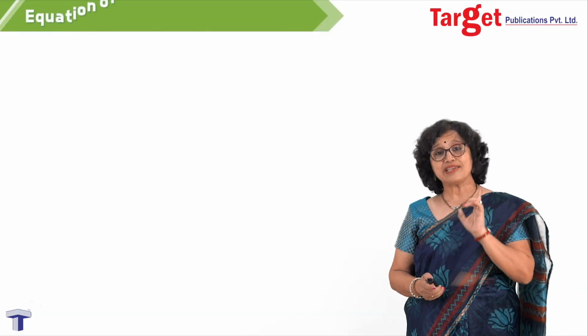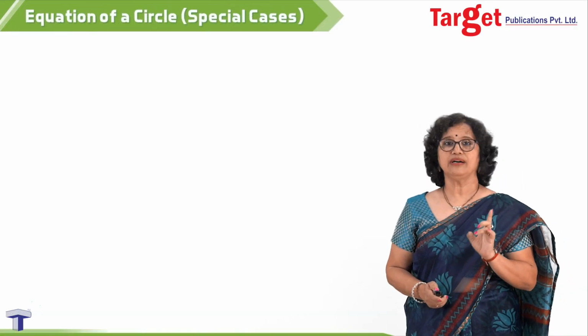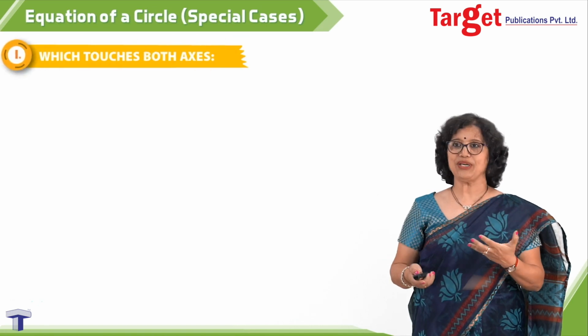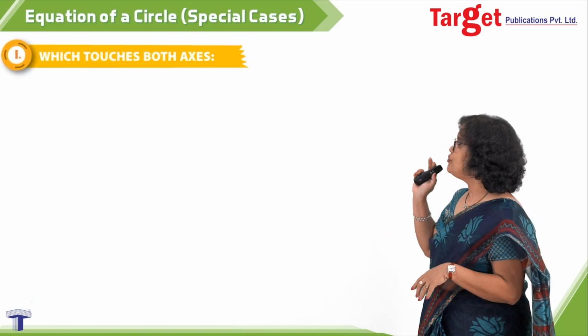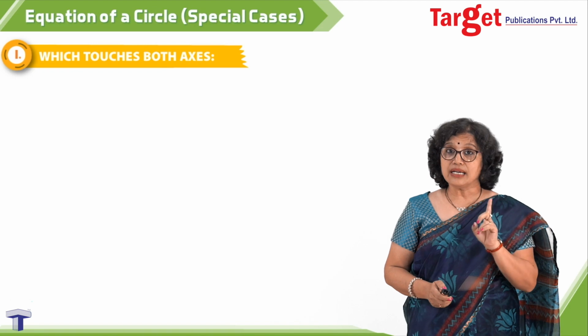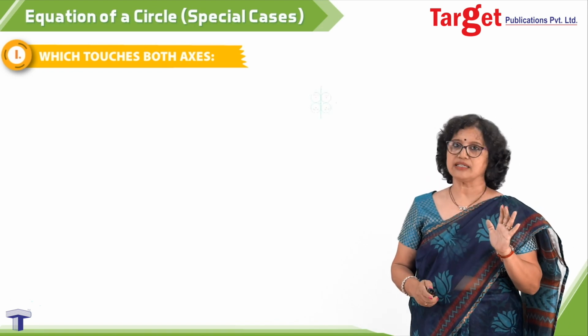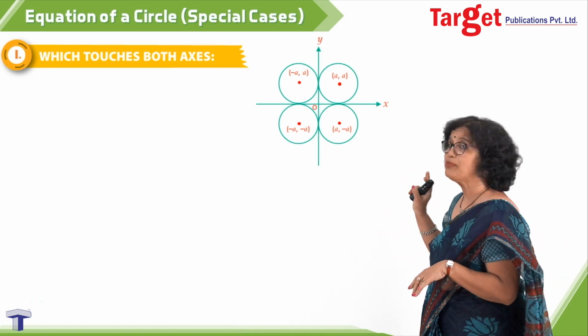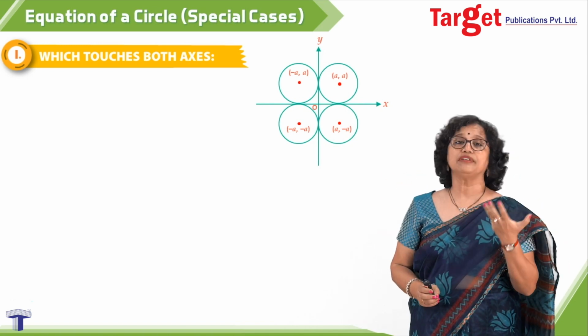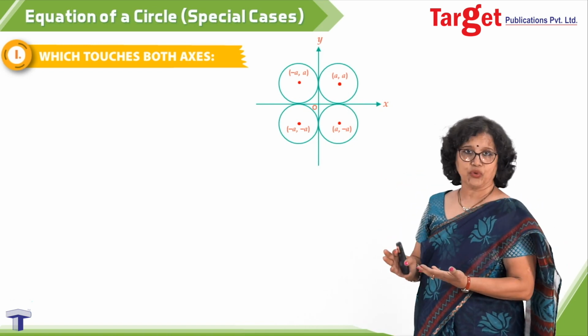Hello everyone. In this session, we will be doing something related to the previous session, and something new also. Let me start first with some special cases of the equation of a circle, or special situations we should discuss. The first situation is a circle which touches both the axes. When I say a circle touches both the axes, the picture would be something like this. That circle can be in the first, second, third, or fourth quadrant.